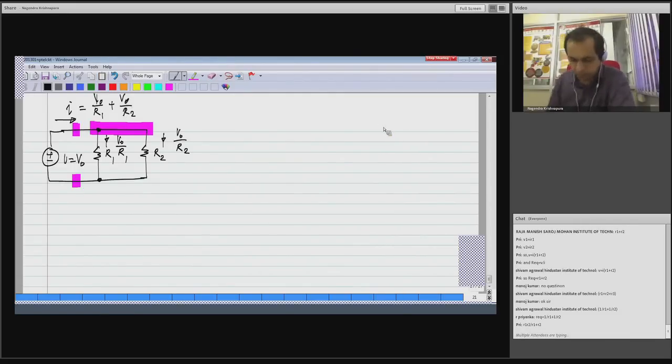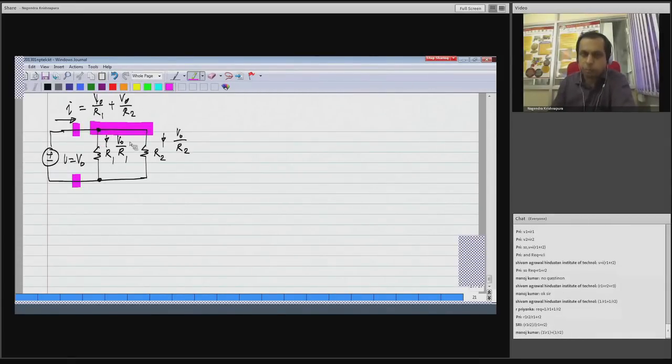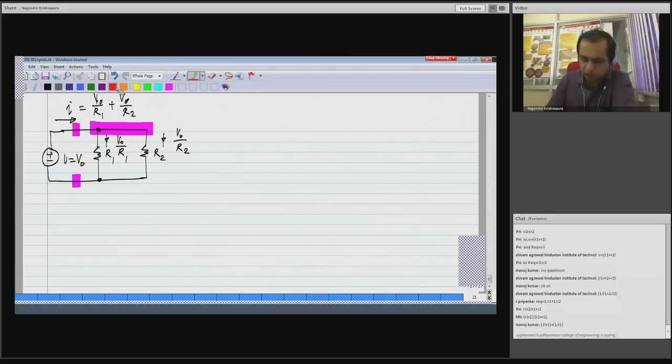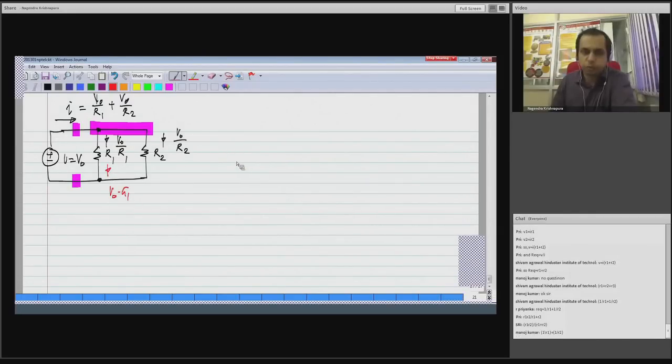So the current is proportional to the voltage, which means that it's a resistance or a conductance, and the proportionality constant would be the conductance. Now, if I write these in terms of conductances, the current here would be V0 times G1, where G1 is 1 over R1, and the current here is V0 times G2, where G2 is 1 over R2. So the total current can also be written as V0 times (G1 plus G2).